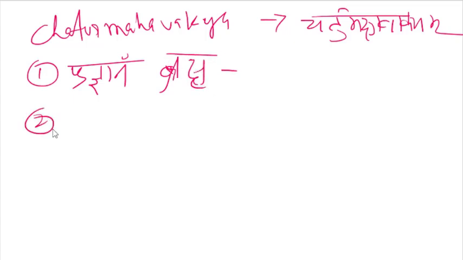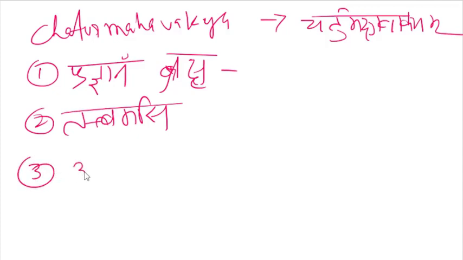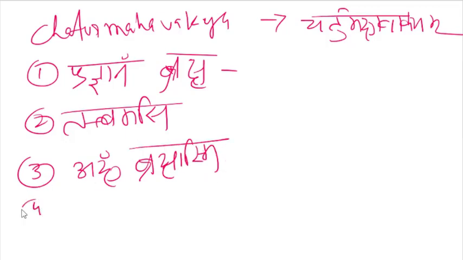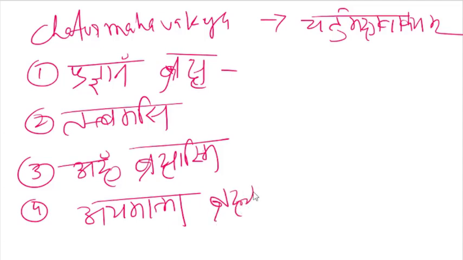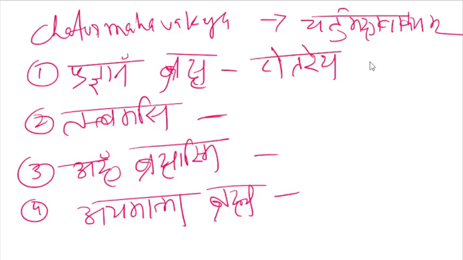Second one is Tattvamasi. Third one is Aham Brahmasmi. There are so many, but these 4 are quite famous. And the fourth one is Ayam Atma Brahma. So Pragyanam Brahma belongs to which Upanishad? That is Aitareya Upanishad. I am not writing again. You should write Aitareya Upanishad.